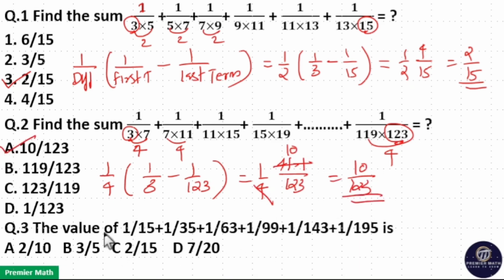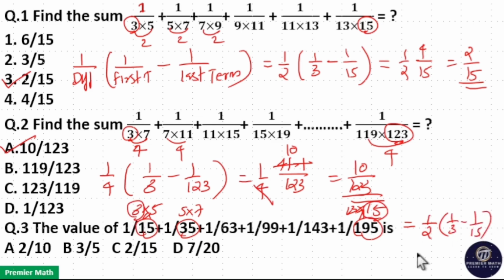In the last case, you can see this is 1 by 15, 1 by 35, etc. 15 I can write as 3 into 5, 35 I can write as 5 into 7. So this will go on. Actually, the first question and last question are the same. So 195 I can write as 13 into 15. Here the difference is 2. Take 1 by 2 outside, and here the first term is 3 and last term is 15. So 1 by 3 minus 1 by 15. Your answer is the same as the first, that is 2 by 15. Option C is your answer.